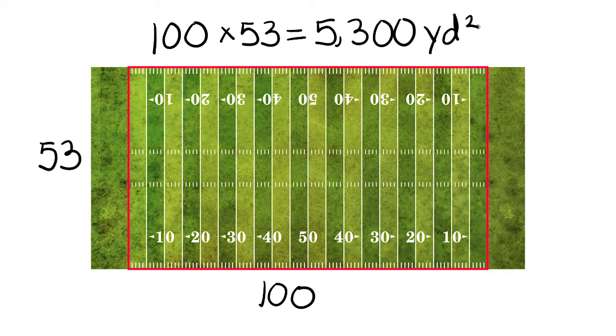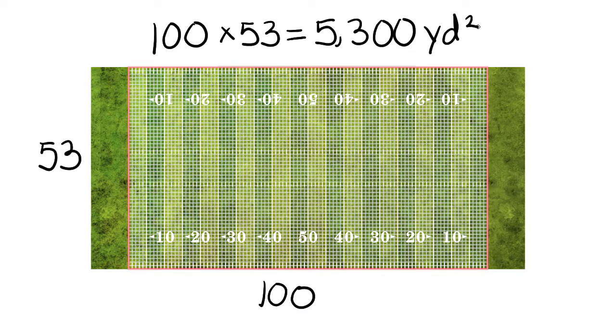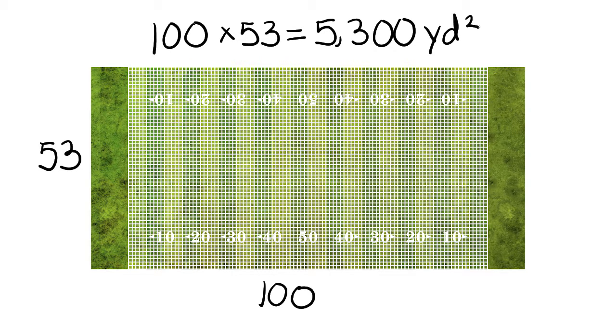The 5,300 represents that there are 5,300 squares on the football field. Each square is 1 yard wide and 1 yard long. The product is read 5,300 square yards. Now let's look at a problem with a three-dimensional shape.